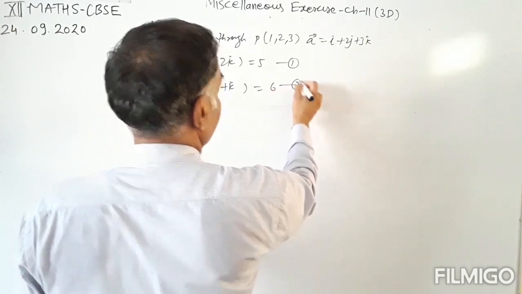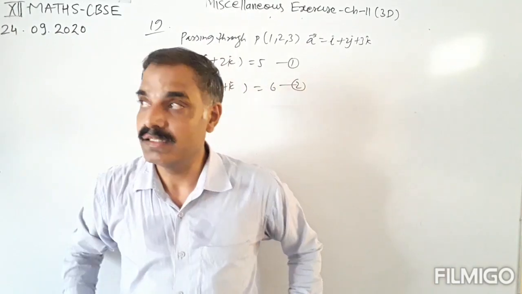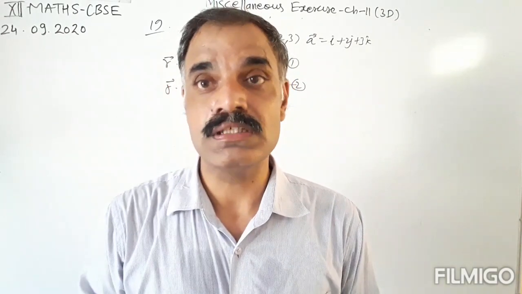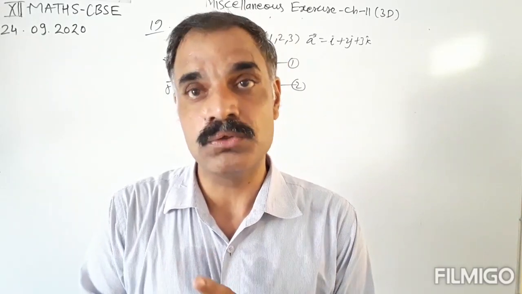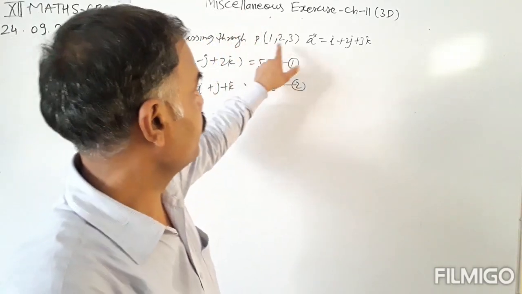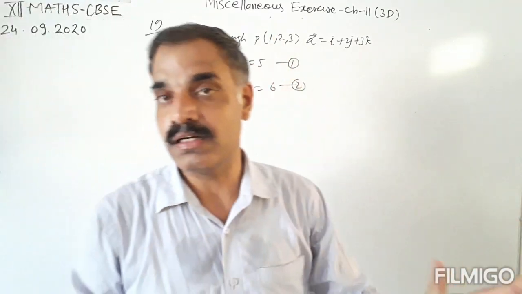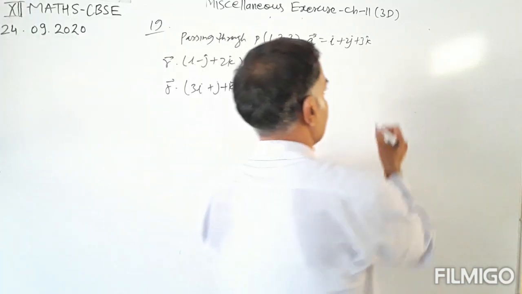We have been given two planes. So what is our question? Our question is to find the equation of the line which passes through this point and is parallel to this plane and this plane, that is, parallel to both of the planes. So what is the condition?